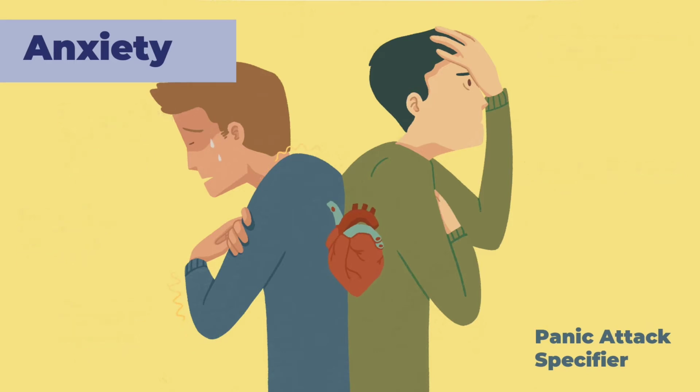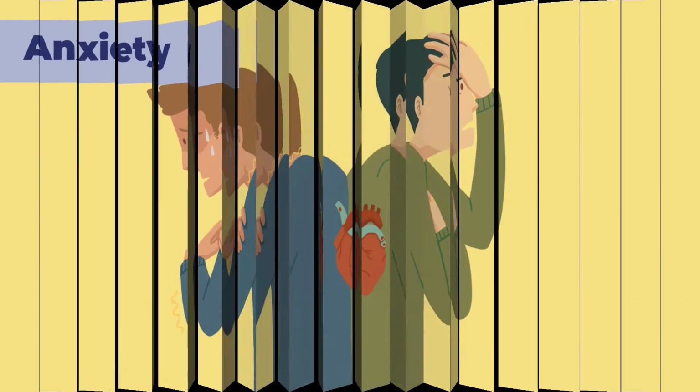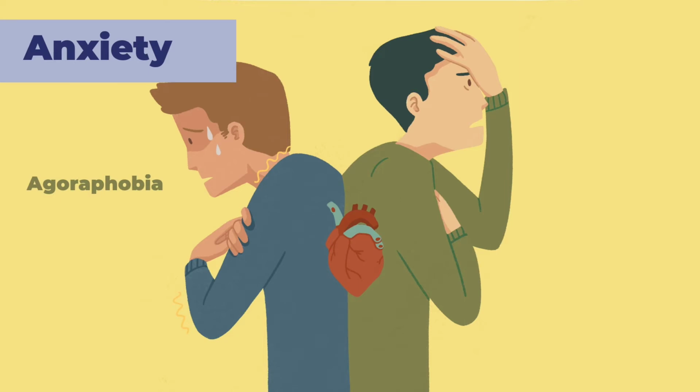Next is the panic attack specifier. Panic attack specifier symptoms are presented for the purpose of identifying a panic attack. However, a panic attack is not a mental disorder and cannot be coded. Next is agoraphobia. Agoraphobia is marked fear or anxiety in the following situations: using public transportation, being in open spaces, being in enclosed spaces, standing in line or being in a crowd, and being outside of the home alone.